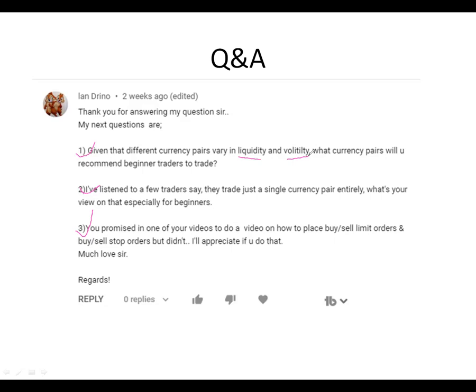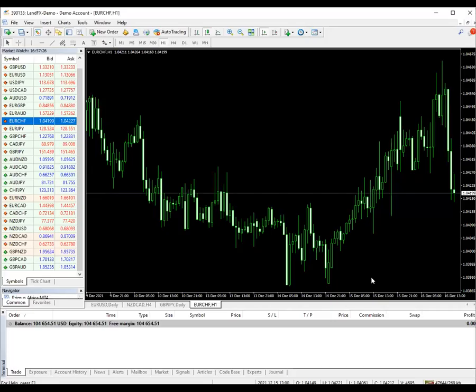Now, to answer that question, I would like to take you to the MT4. So quickly, let's go to the MT4, then I can show you something. Now, this is the MT4. And on the MT4, I want to say this. When it comes to currency pairs, my answers are going to be two. I'm going to give two answers.